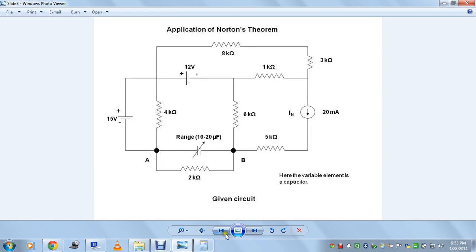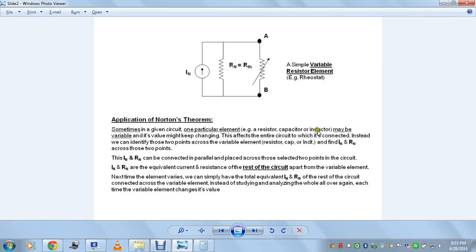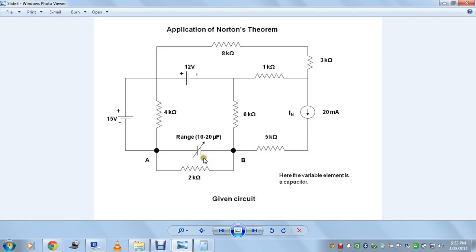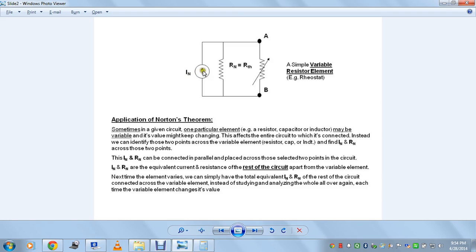Putting aside this particular variable element here, it may be a resistor, a capacitor, or an inductor, and computing the resistance of the rest of the circuit. So apart from this, the rest of the circuit has a resistance that we will compute, and the current flowing through this particular element, which is nothing but A and B, the current flowing from A to B or B to A, the current flowing between these 2 points across this element, that we have to find. That is nothing but this current source. If you place that current source in parallel with the resistance of the entire circuit apart from this variable element, across this variable element, then this is what the equivalent circuit would be reduced into.